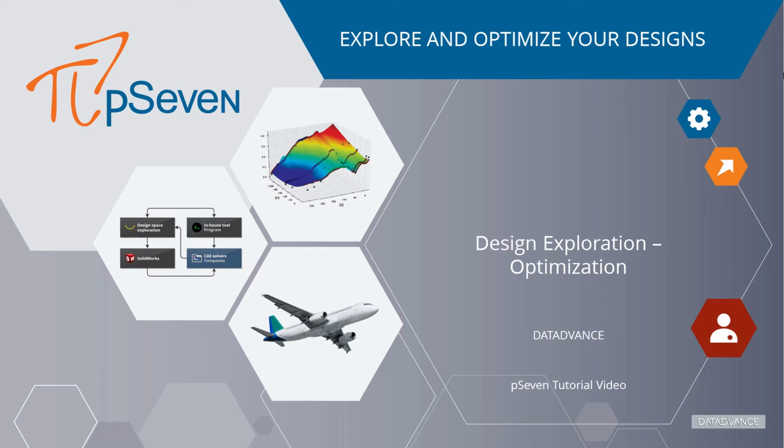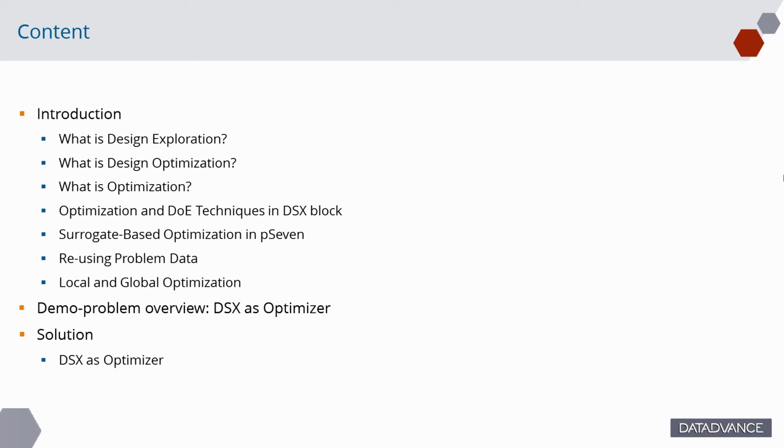Hello, everyone. In this video, we will learn how to use the design space exploration block to perform optimization studies in pSeven. In the first part, we will start with the general idea of design exploration. Here, the optimization approach of the DSX block will be considered in detail. Then we will switch to the demo case and learn how to optimize the geometry of a high-speed rotating disk with respect to mass and displacement using design space exploration in pSeven.